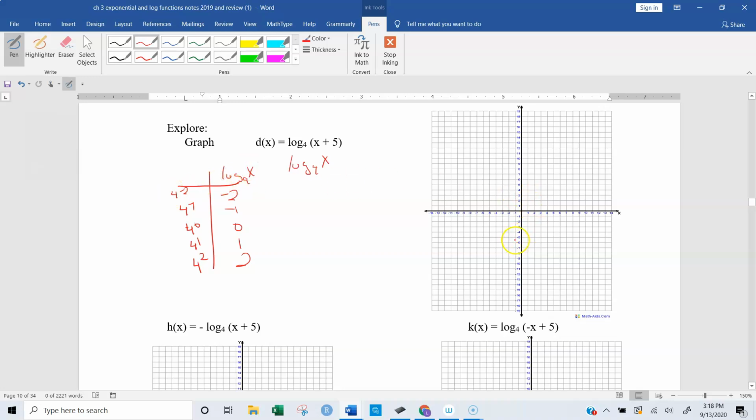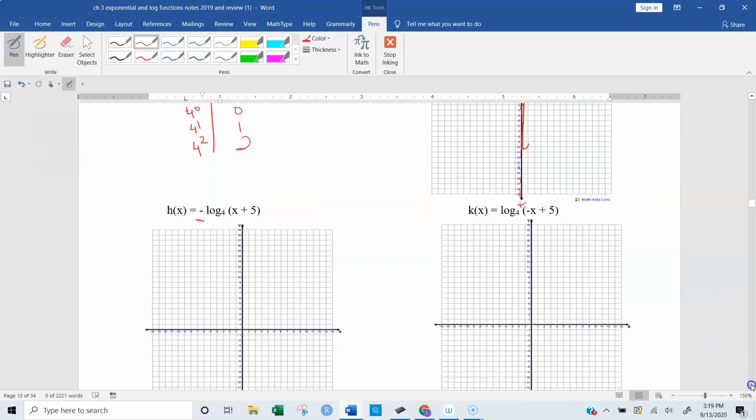So 1/16 is -2. 1/4 is -1. 1 is 0. 4 is 1. And 16 is 2. All right, there is my parent. Again, your asymptote is the y-axis, or x equals 0. Now, this says I want to reflect my parent graph, and I want to move it left 5.